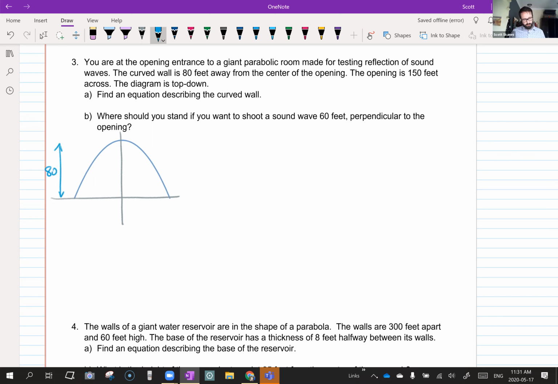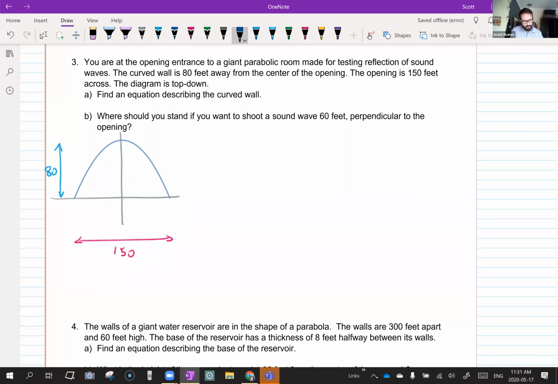And the opening is 150 feet across. So this distance is 150. The diagram is top down, so we're looking down on this, which means you'd be standing there and you'd look forward to the room. Find the equation of the curved wall.